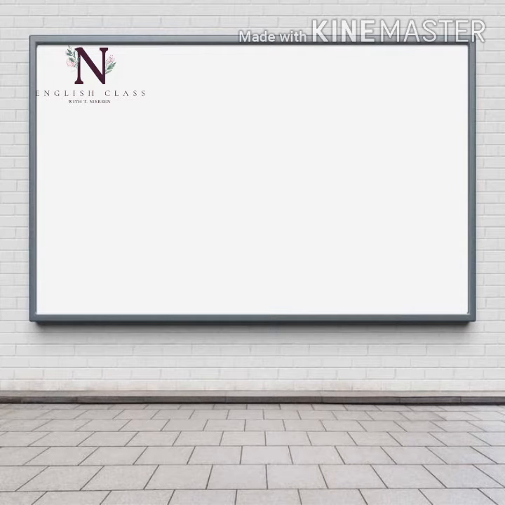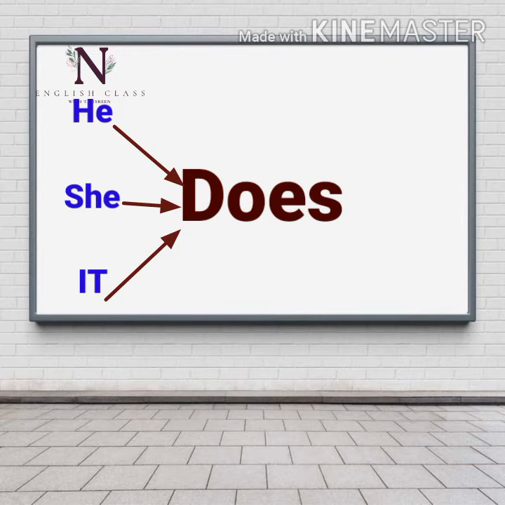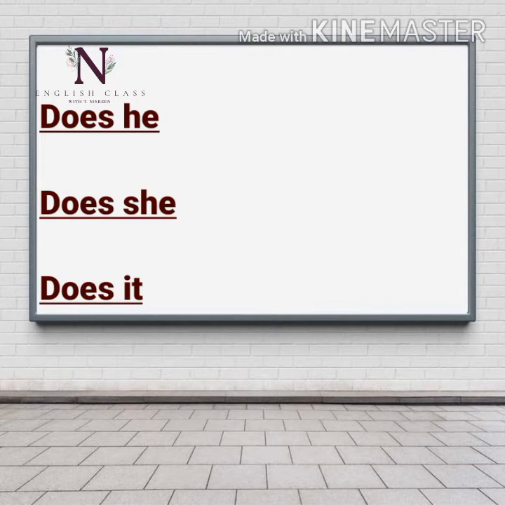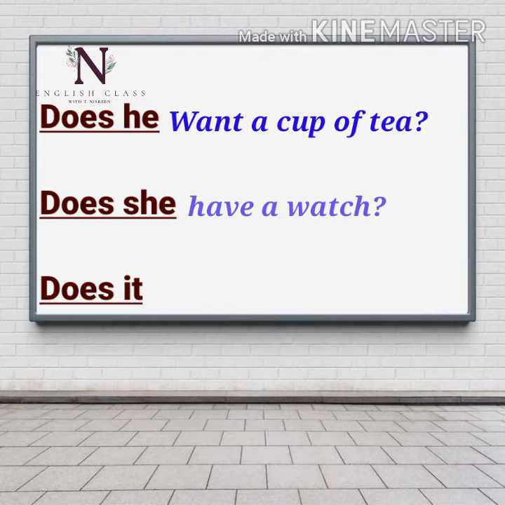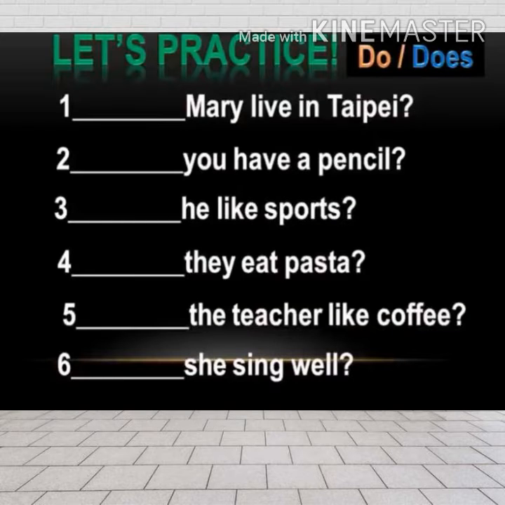Now let's try to make a question using does. So instead of he does, she does, it does, let's take does all the way to the front: does he, does she, does it. Let's read some examples. Does he want a cup of tea? Does she have a watch? Does it look nice on me? Great work! Now let's practice making more questions using do or does.